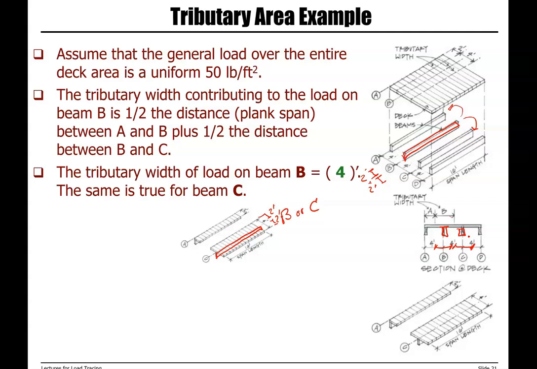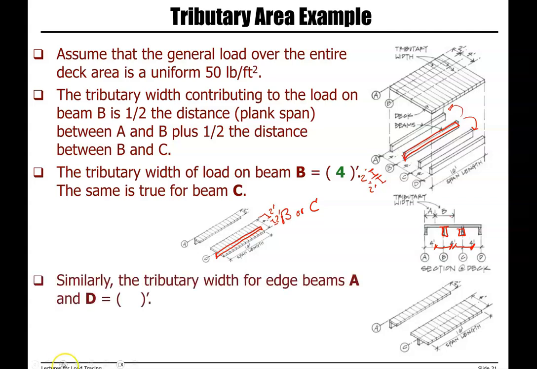And then for A or D, there is only one adjacent member. So tributary width is half of that. Tributary width for edge beams, which only have one adjacent member, is 2 feet.